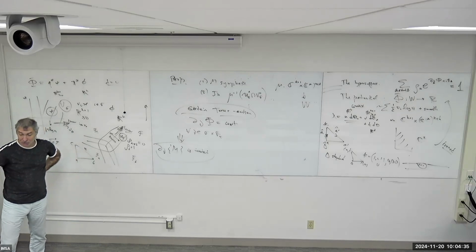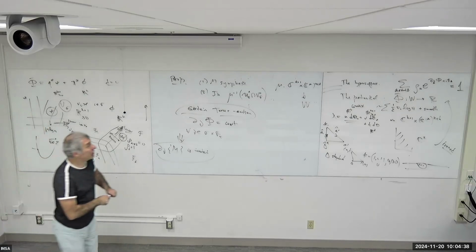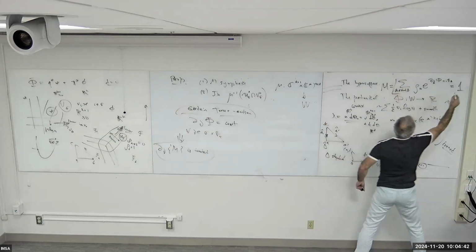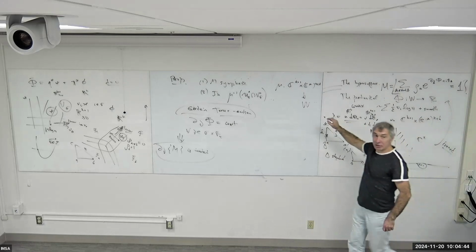So how did you define M? By this equation, as M equal. I see. That was equal. Okay, sure.